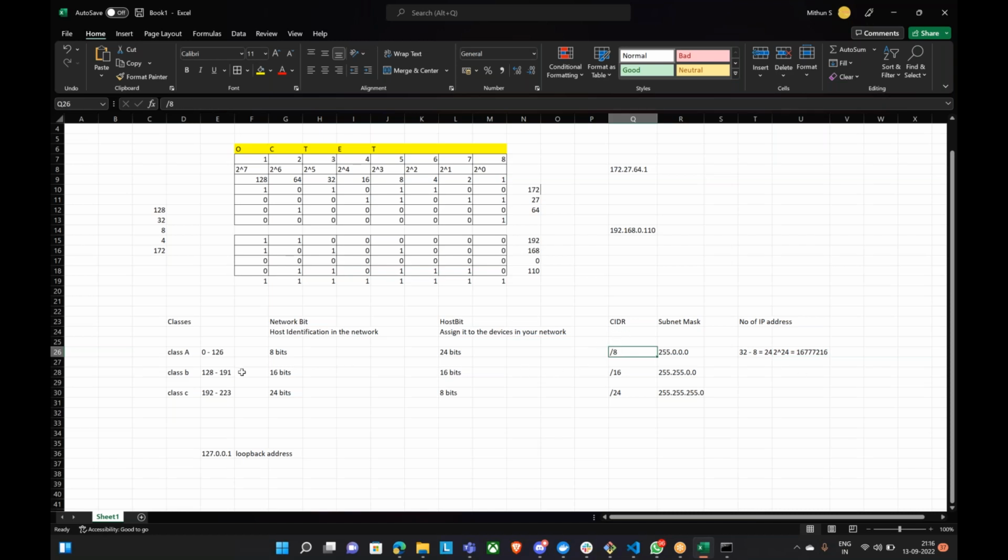Now let us calculate for class B. It is also the same 32. The first two octets we are going to dedicate to the network, so that means 16. So 32 minus 16 is 16. So 2 power 16 is equal to 65,536 IP addresses. You can calculate it: 2 power 16 is 65,536 IP addresses.